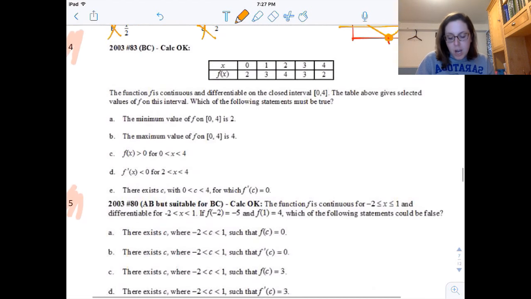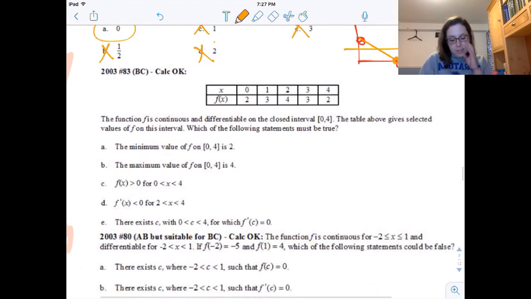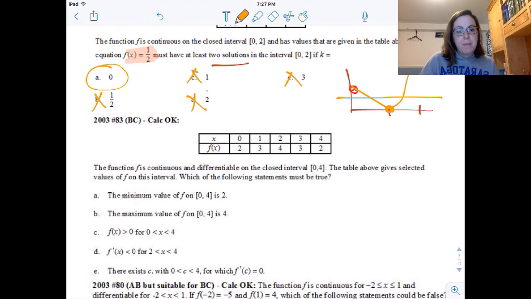All right, next one. F is continuous and differentiable. The table above gives selected values of F on this interval. Which of the following statements must be true? Anytime you have a table problem like this, consider what you really know. You don't know the stuff that happens between the points on the table, okay? So this looks in my mind like it might go like this: 2, 3, 4, 3, 2, right?